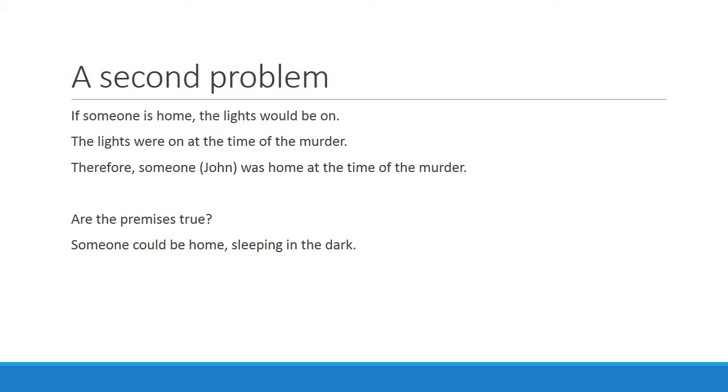We also might have all the lights off because it's the middle of the day and we don't need them. We could be having a candlelight dinner and have all the lights off. The electricity could have been cut by a storm or something. There's so many ways I can think of that someone can be home and the lights not be on, that I know that this premise is not true. And since the premise is not true, the conclusion has not been proven.